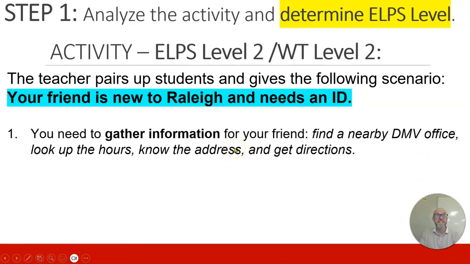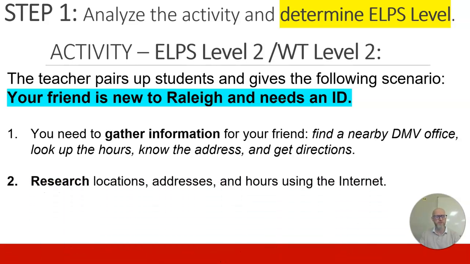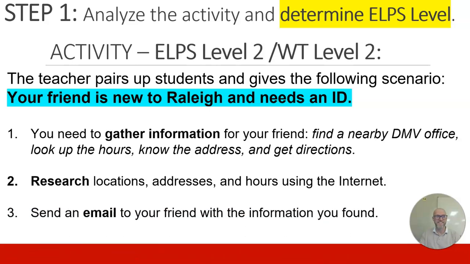1. You need to gather information for your friend. Find a nearby DMV office, look up the hours, know the address, and get directions. 2. Research locations, addresses, and hours using the internet. And finally, send an email to your friend with the information you found. So how did we determine that this is ELPS Level 2? Well, to do that, think about our previous video, think about Bloom's taxonomy, and those action verbs.